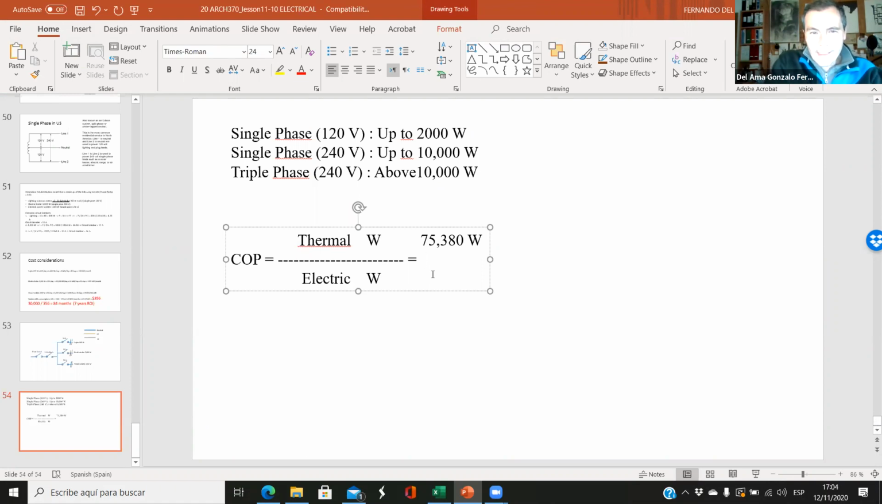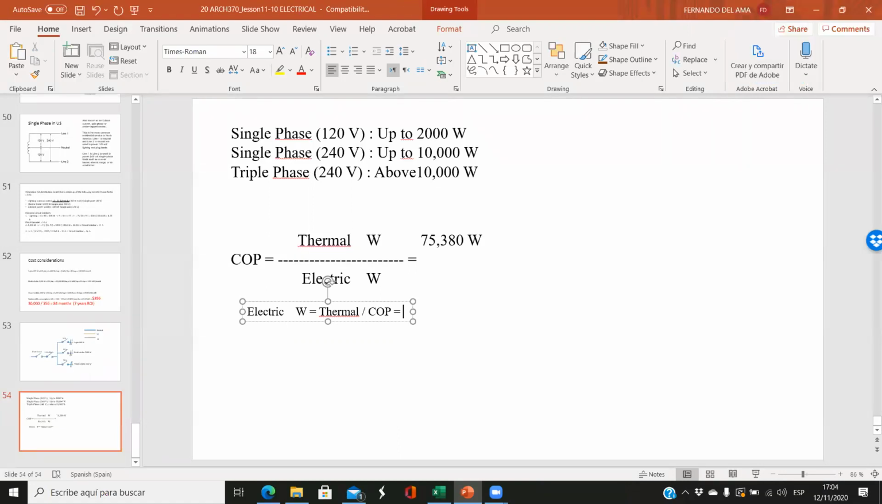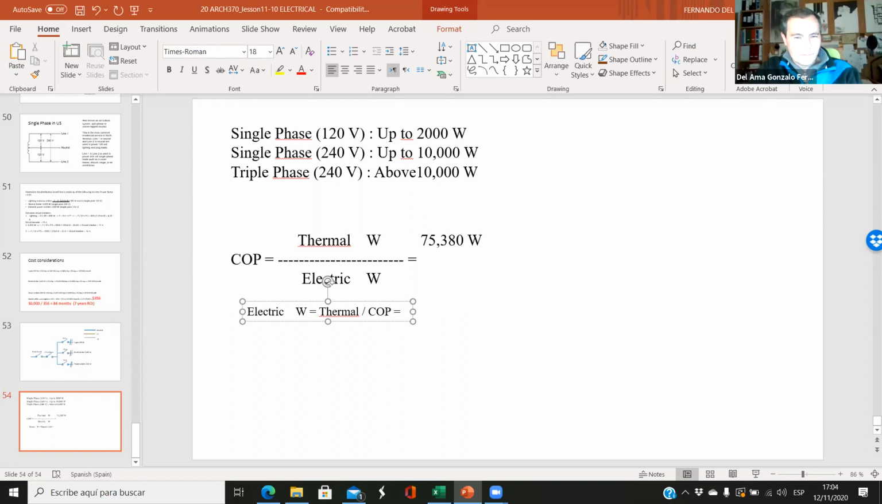What is the electric value? Or what is the electricity that we are actually using? Okay, so the electricity we are actually using is the thermal power divided by the COP. Can somebody tell me a usual value for a COP of a heat pump? Wasn't it like 0.9 or like 1? 0.9 or 1? No.